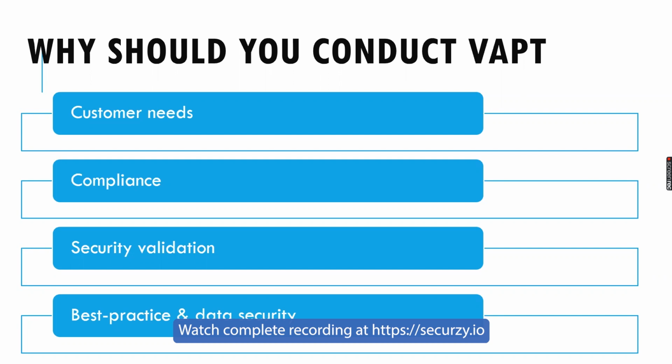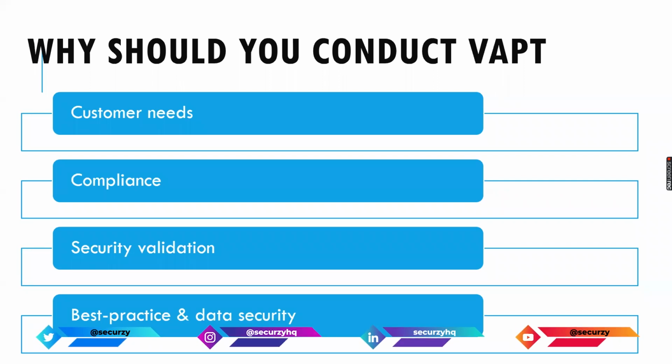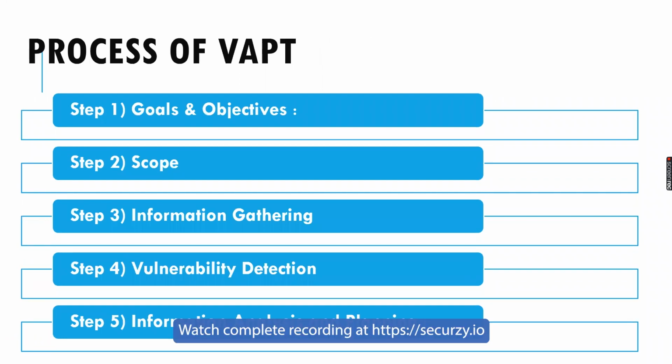And the last one is best practice and data security. As attackers scale and the threats evolve, there is no need for an organization to carry out a VAPT, but you have to perform the VAPT just to bring out the best practice and the best data security for your systems and your organizations. Okay, so these are some basic reasons for which you have to conduct the VAPT on your organization or on your systems. Now next comes the process of the VAPT.